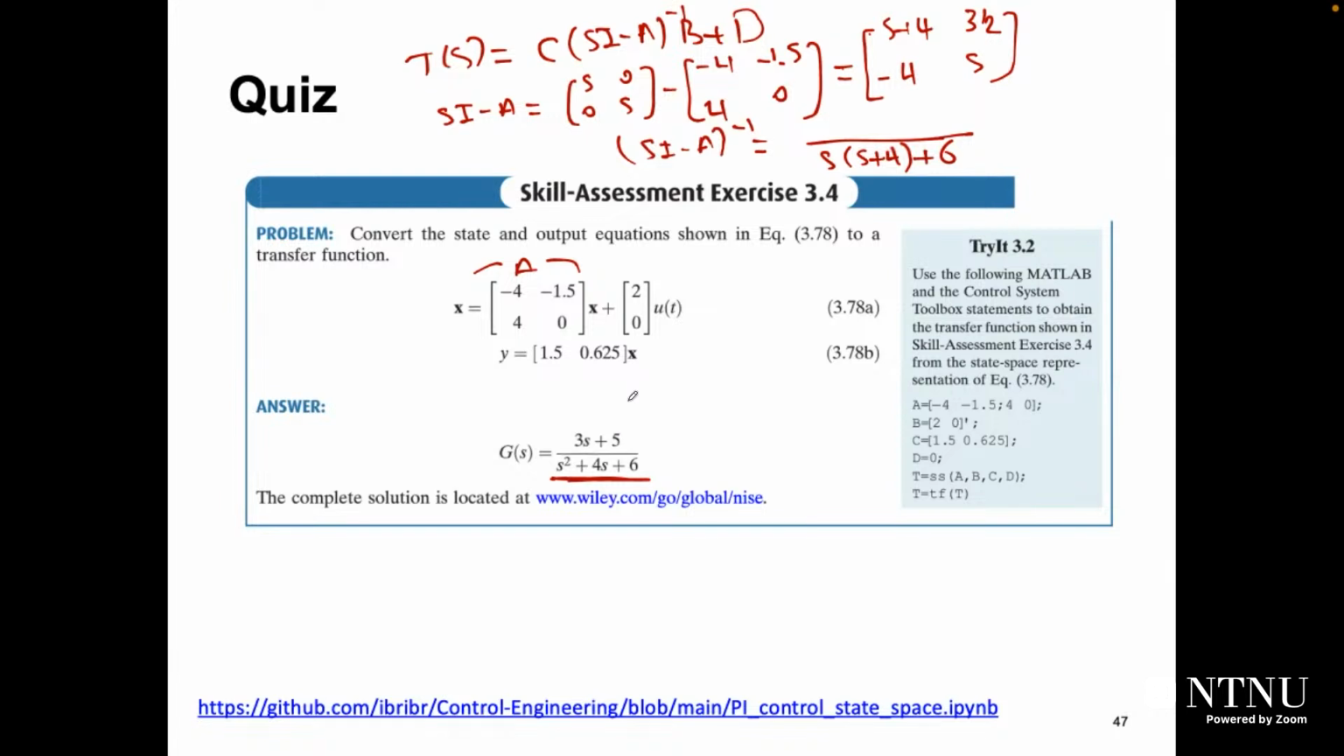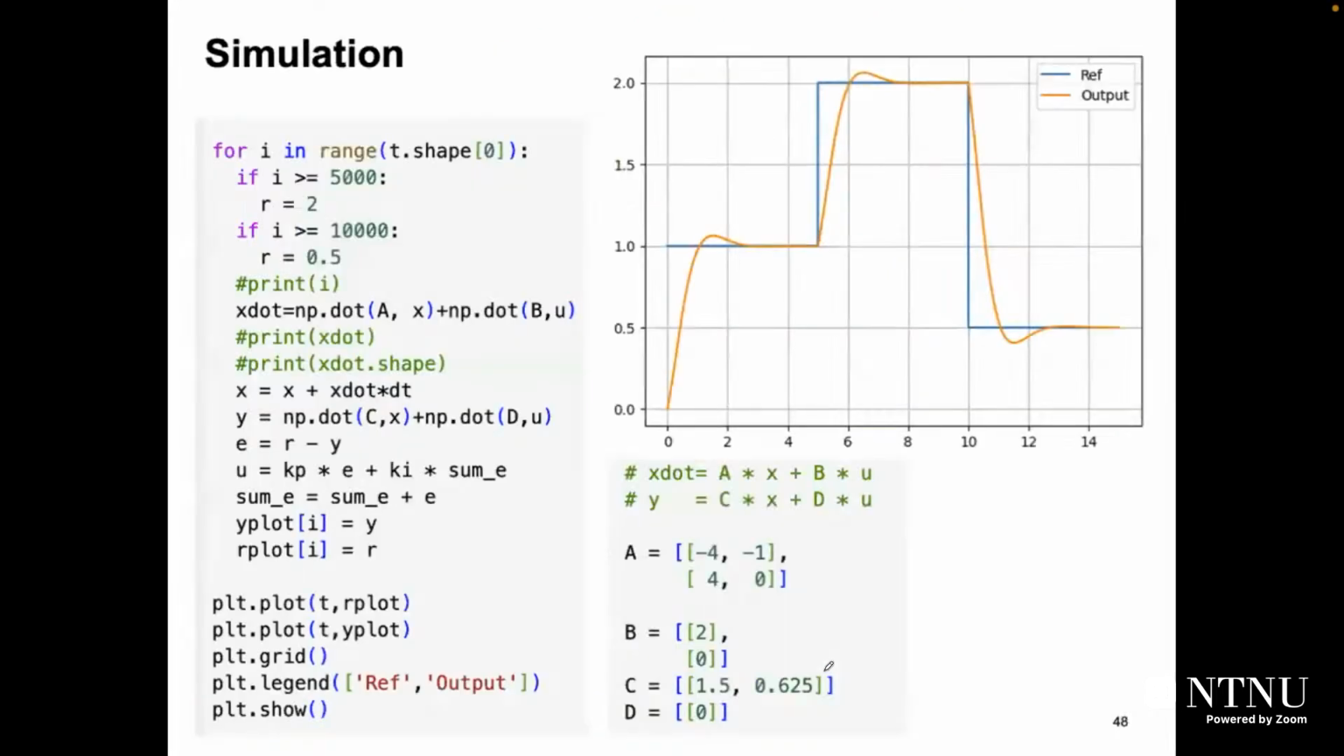So now we need to do a simulation. We did that before for a system represented in transfer function: we solve for y of t and we plot it in Python, for example. So now we need to simulate our system if it is given in a state space representation. So you have this example here. You need to go to the link and test it.